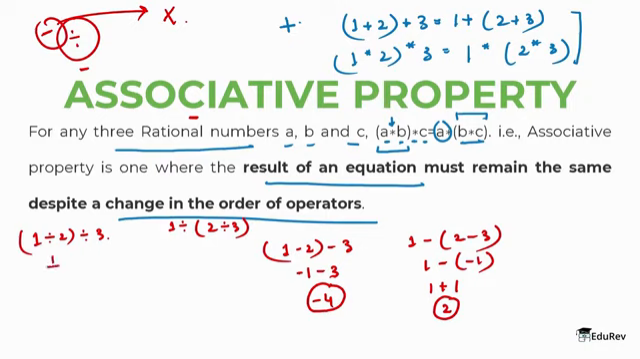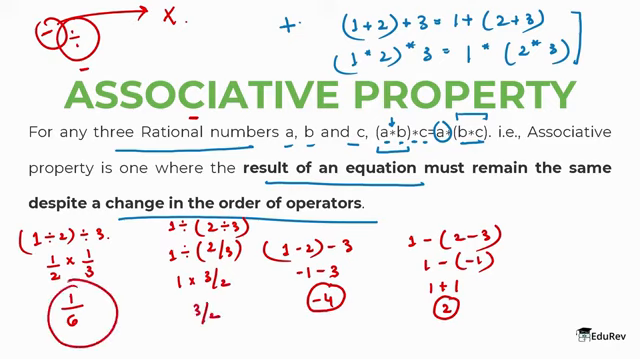So 1 divided by 2 is going to be half, divided by 3 is going to be what? 1 by 3. That means this is nothing but 1 by 6. Similarly, when I do this, it will be 1 divided by what? 1 divided by 2 by 3. So this is going to be what? 1 multiplied by 3 by 2, and this is going to be nothing but 3 by 2. Now we can see that 1 by 6 is not equivalent to 3 by 2.